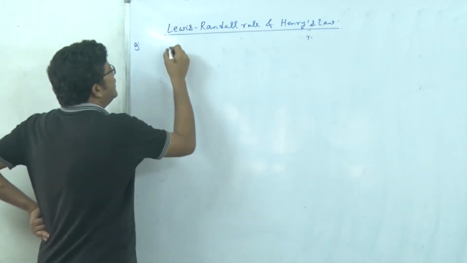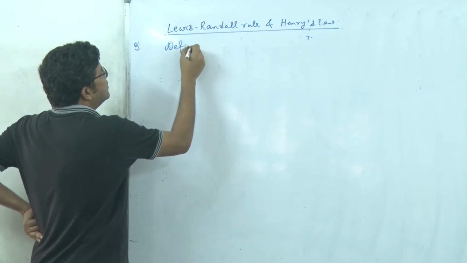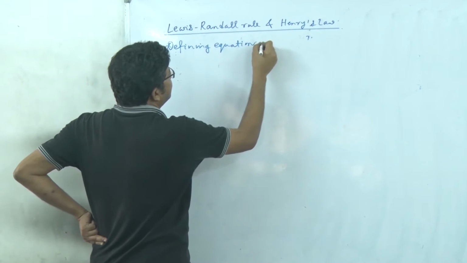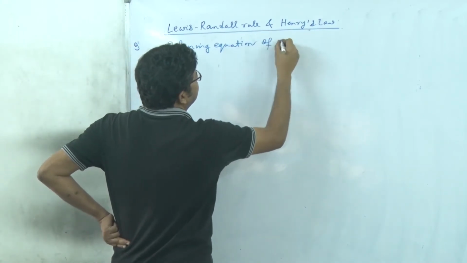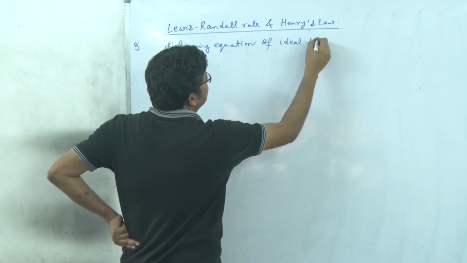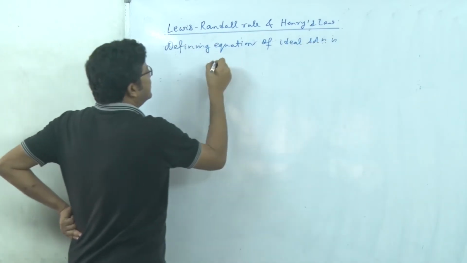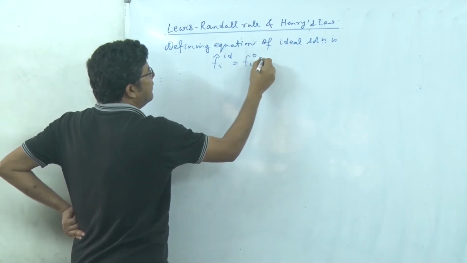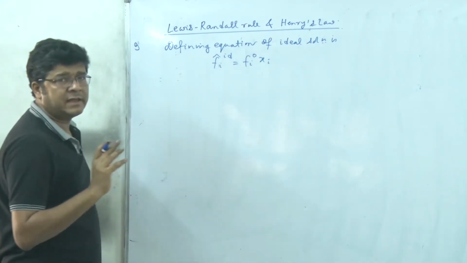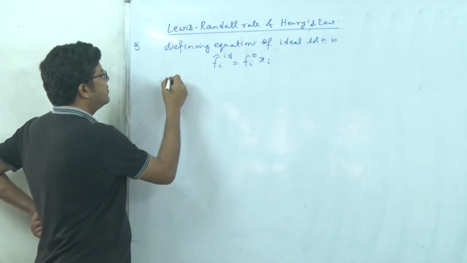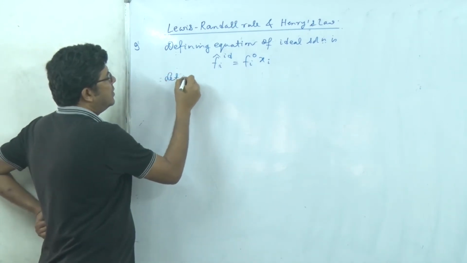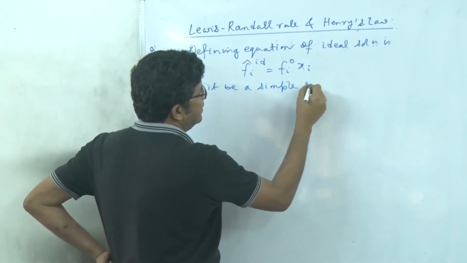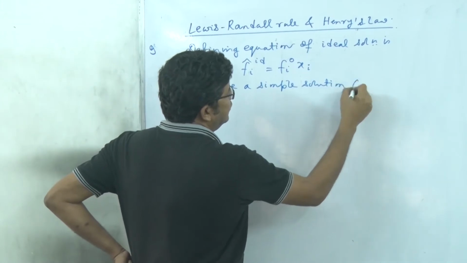Right? You see, the defining equation of ideal solution is Fi cap ID is equal to Fi naught Xi. Now let's think about the simple solution. Let it be a simple solution. Right? So what is a simple solution?